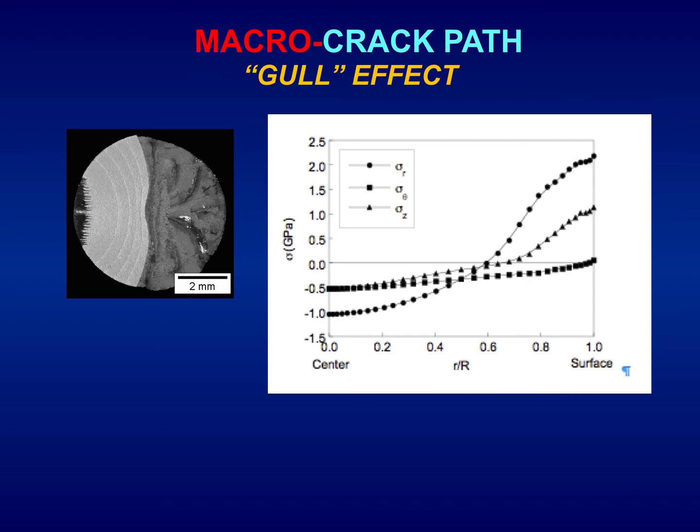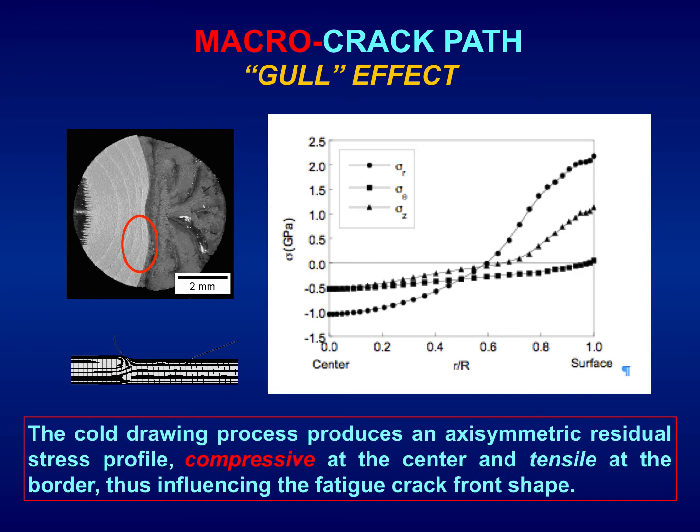Discussion. With regard to microcrack path and the Gil effect, after finite element analysis, we observe that the cold drawing process produces an axisymmetric residual stress profile. Here we represent radial, hoop or annular, and axial residual stresses, and these axisymmetric residual stress profiles contain compressive residual stresses at the center and tensile at the border, thus influencing the fatigue crack front shape.